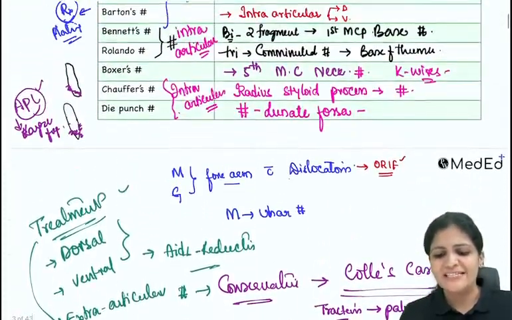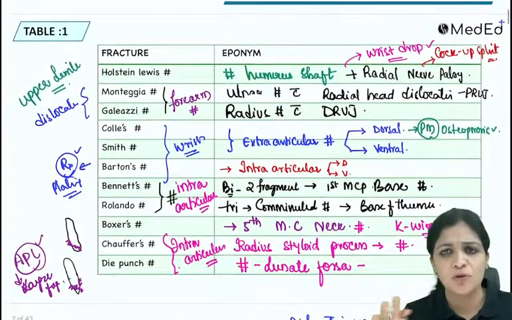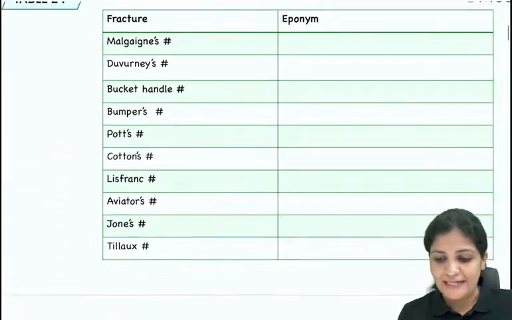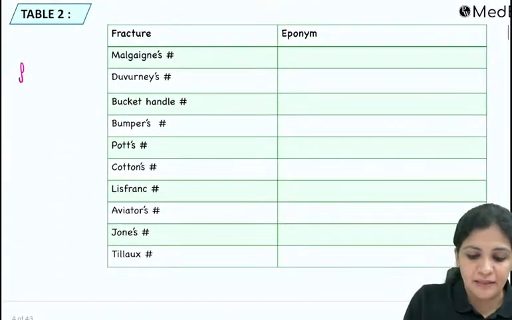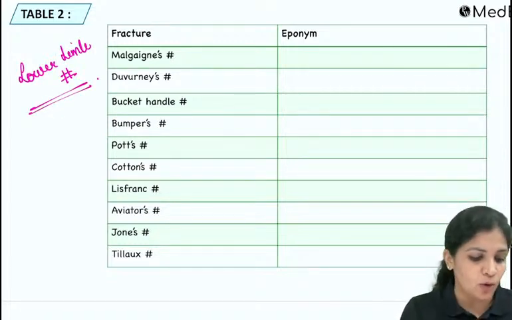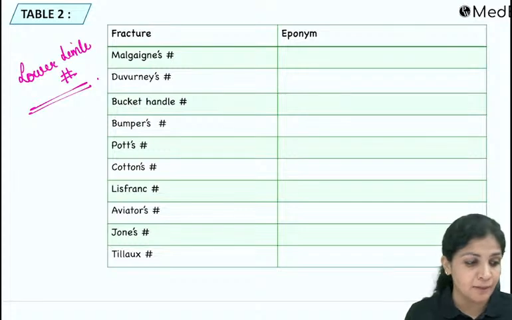So those are the various names, the eponyms of the upper limb fractures, right? Now let's go to the next table. This is the second table. This is about the lower limb fractures. I hope the upper limb is clear.